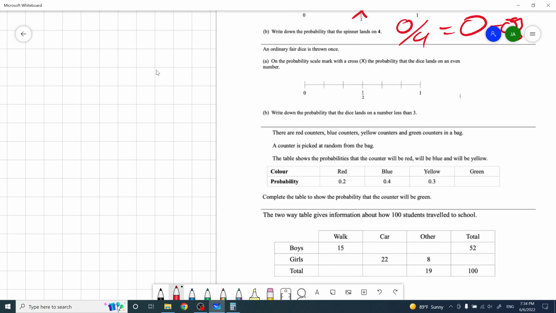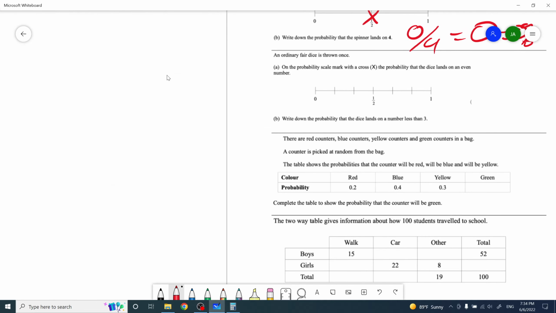An ordinary fair dice is thrown once. So again, fair means that all sides of the dice are equally likely to happen. Let's make this a bit smaller. And remember, an ordinary dice means it's going to have 6 sides. All right? I like it better, a little bit thicker. Okay, so on the probability scale, mark with a cross the probability that the dice lands on an even number.